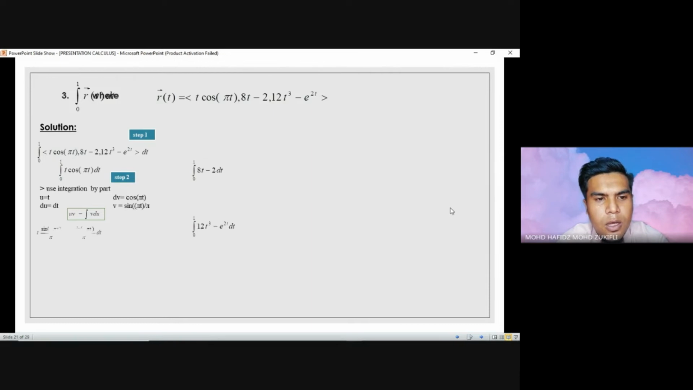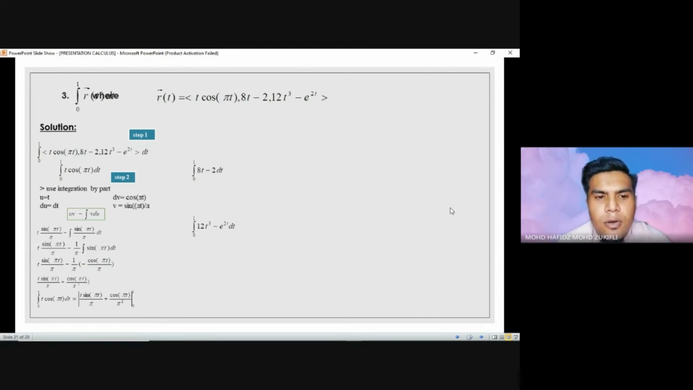So we use uv minus the integration of v du, which is the integration by parts formula, and we substitute into this formula. We will get t sin pi t over pi minus the integration of sin pi t over pi dt. And we solve this equation and we will get t sin pi t over pi plus cos pi t over pi squared.